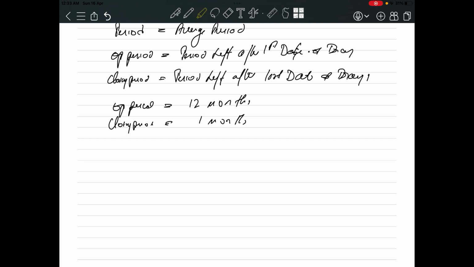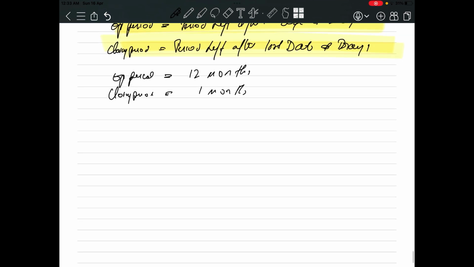Simple. Now you just have to remember this part. In order to calculate the average period, we will need the period left after the first day of drawings, which is the opening period, and the closing period, which is the period left after the last day of drawing. So how will we calculate average period? Average period is equal to opening period plus closing period divided by 2.